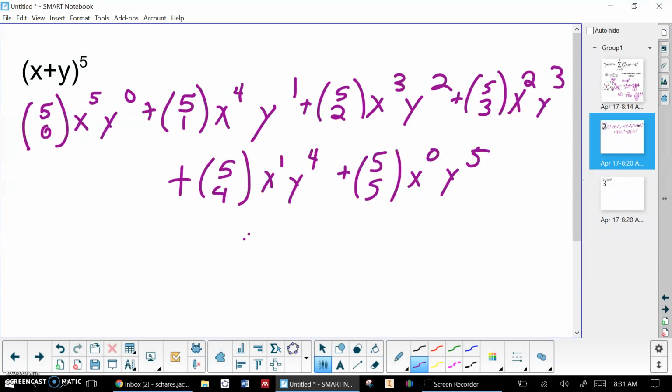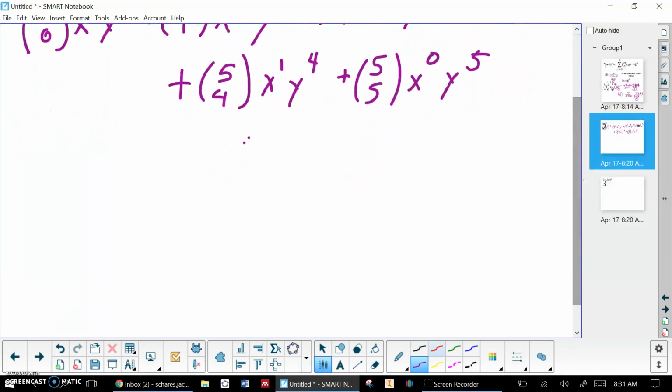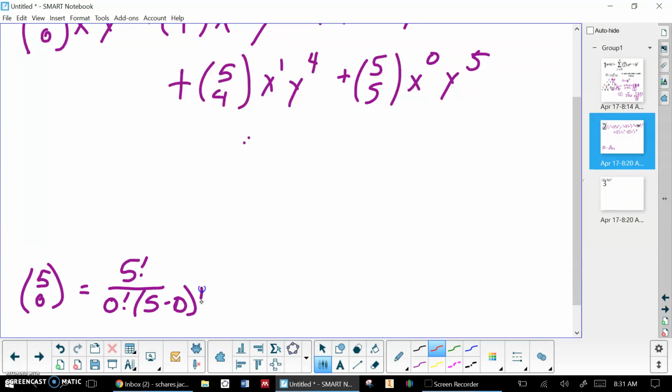Now we're going to go through and simplify all these. We could use the formula on something like this if we want, and I'll just do these off to the side, or down at the bottom. So 5 choose 0, our formula tells us that's 5 factorial over 0 factorial times (5 minus 0) factorial. 5 factorial over 5 factorial just cancels out, and we get 1.